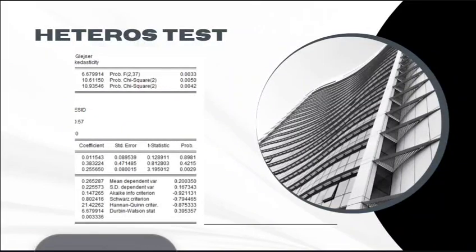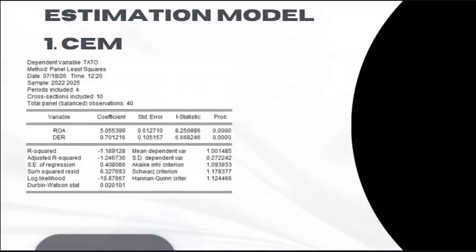This is the heteroscedasticity test, specifically the Glejser test, to check whether the variance of the residuals is constant across observations. If heteroscedasticity is present, it can affect the reliability of the standard errors in the regression. So this is an important diagnostic step before trusting the results.